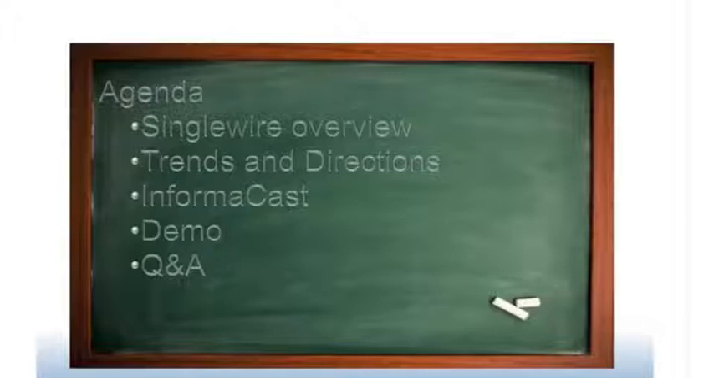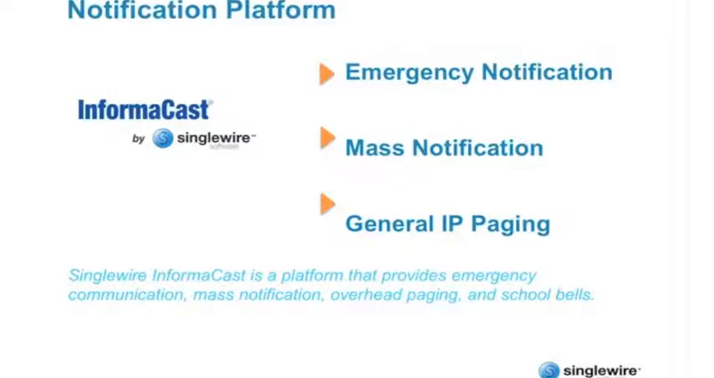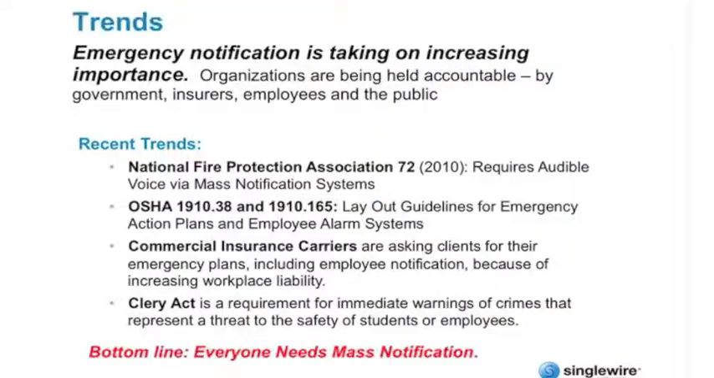So let's get started. The notification platform that we have is called Informacast by Single Wire. The main functionality that we bring to the table is emergency notification, mass notification, and general IP paging on your Cisco Unified Communication System. So if you want the ability to send messages out to multiple devices within your environment, we can do that. Or if you simply want the ability to pick up the phone, dial a number, and page to phones that are on your network, we can do that as well. So at a really high level, that's the functionality that we bring to the table.